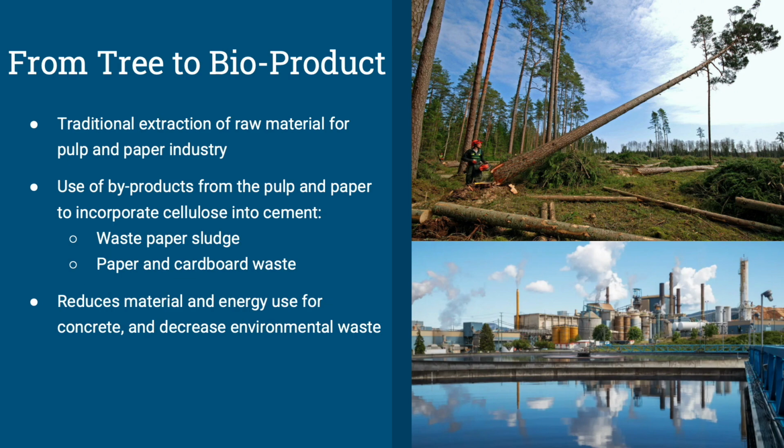Through research, it was found that paper-based cellulose fibers used in cement were categorized as being from either waste paper sludge or paper and cardboard waste. The properties of these products varied largely depending on the grade of paper, raw material used, and the processing technique used during pulping, such as kraft versus mechanical pulping.